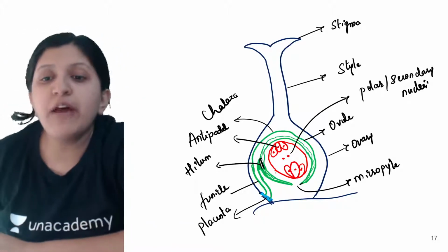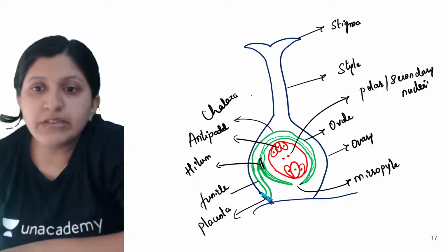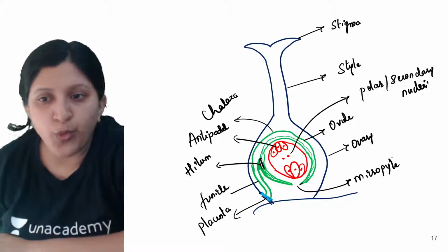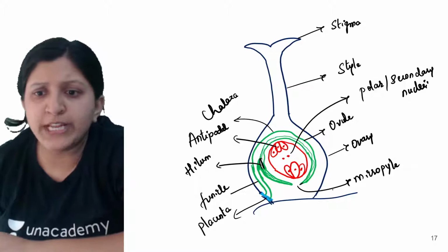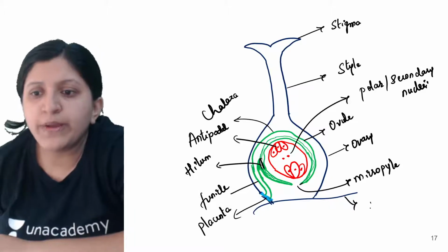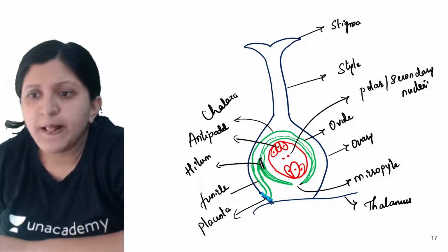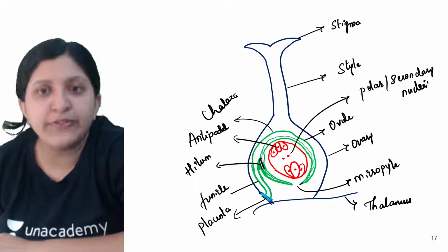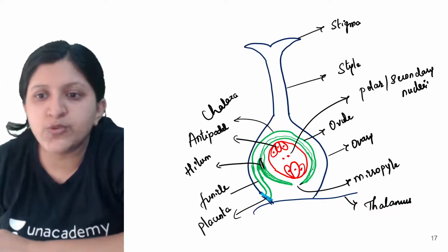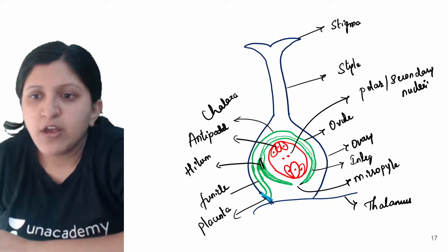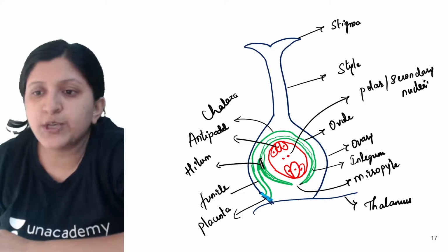Okay, so now this is the structure where you can see a stigma, style, and an ovary. The ovary is placed onto the thalamus. All right, then inside the ovary you can find an ovule. The ovule is with the integument. Let me just label the integument as well. So the ovule is with the integuments there.